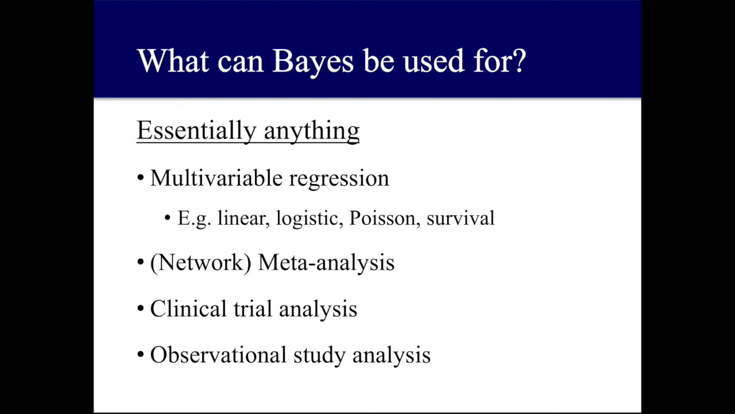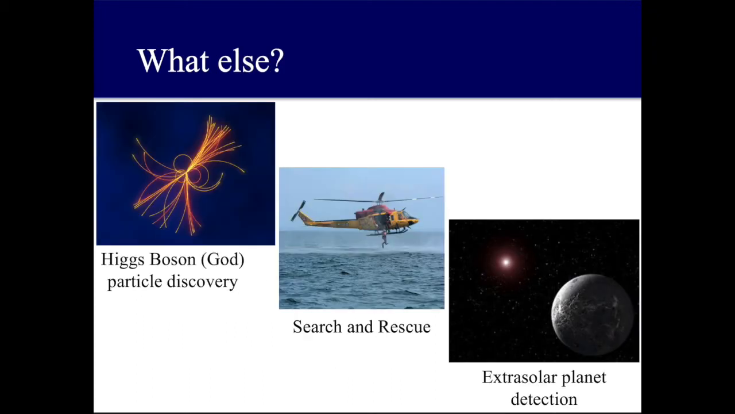So what can Bayesian analysis be used for? Essentially anything that you're applying a frequentist analysis to, such as multivariable regression, meta-analyses or network meta-analyses, clinical trial analysis, and observational study analyses. We also see this in multiple fields that have applied need based off of those estimates. For example, the Large Hadron Collider in Switzerland used Bayesian analysis to combine all of the data that they had in order to estimate when they had truly discovered the Higgs boson or God particle. Search and rescue services use Bayesian estimation in order to estimate the most likely place for a survivor in the ocean. Or astronomers use Bayesian estimation and continuous data collection in order to estimate the most likely place where they can detect new planets outside of our solar system.